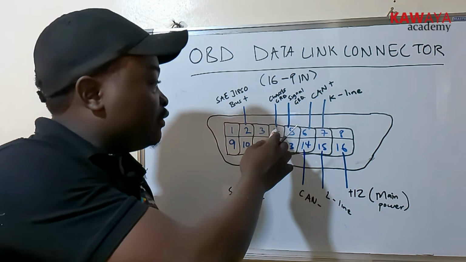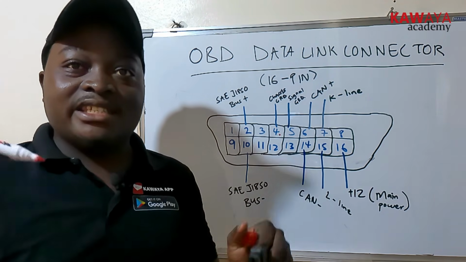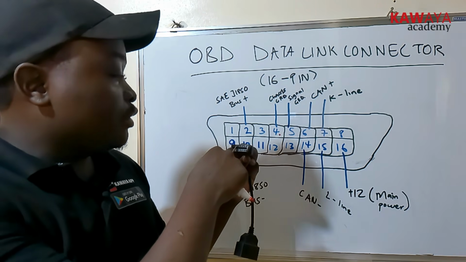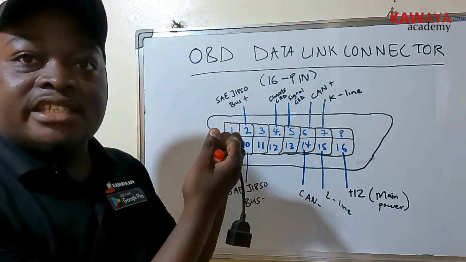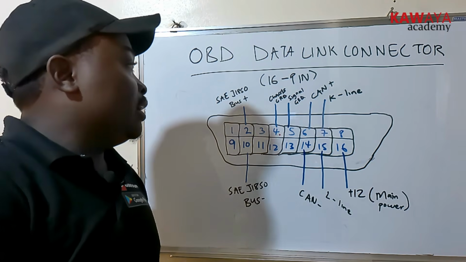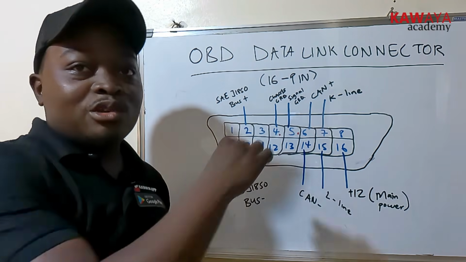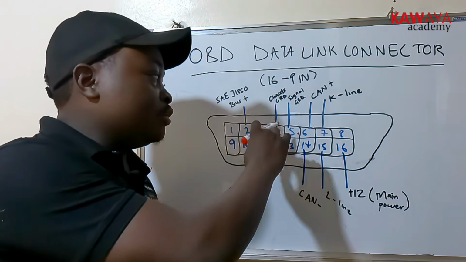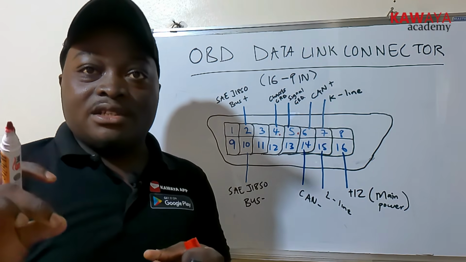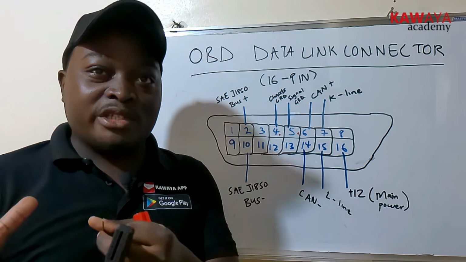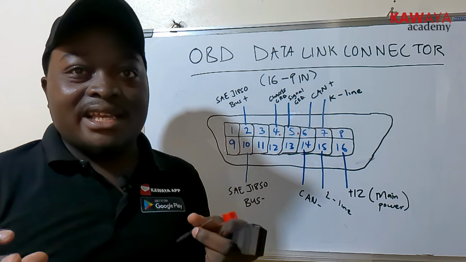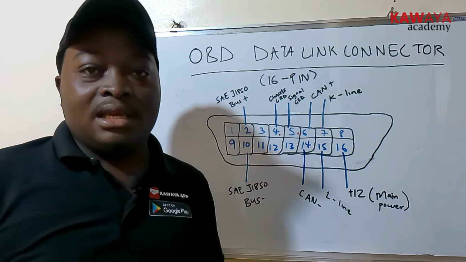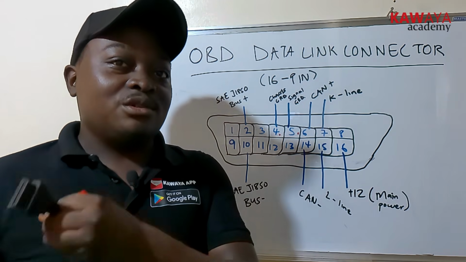Okay, so we also have pin 4, which is chassis ground. You can see from here, pin 4 is 1, 2, 3, 4. Here we have chassis ground. We have 5. It is signal ground. Now, what's the difference between chassis ground and signal ground? Chassis ground is the negative of the metal surface of the vehicle, and basically this has high current and so on. Then signal ground is ground that comes from the ECU.